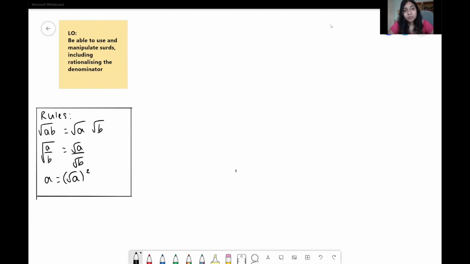Today we're going to be going through surds for AS and A-level maths. This topic has some referencing to indices, so make sure you look through that video as well, as it will be quite helpful. The learning objective for this lesson is to be able to use and manipulate surds, including rationalizing the denominator.